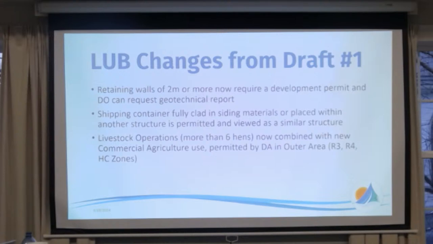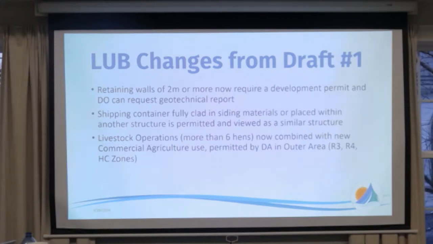We have a new provision here now: retaining walls that are 2 meters or greater in height, so that's about 6.5 feet, will now require a development permit and also a geotechnical report to go along with them, to make sure that they're not going to create any unstable slopes or concerns with slumping or issues like that.